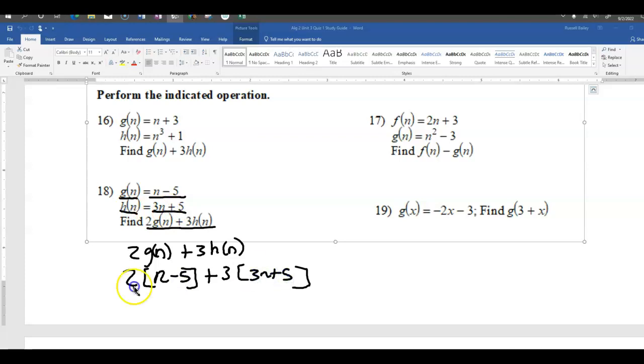Once again, distribute first. In this case, I get to distribute for both of them because they both had numbers in the front. And then we combine like terms.